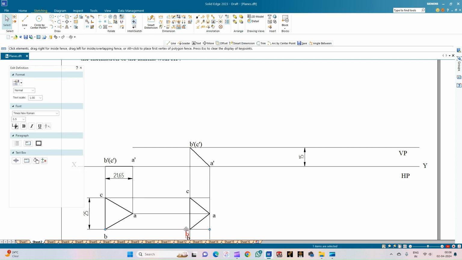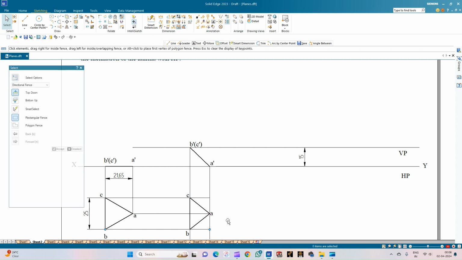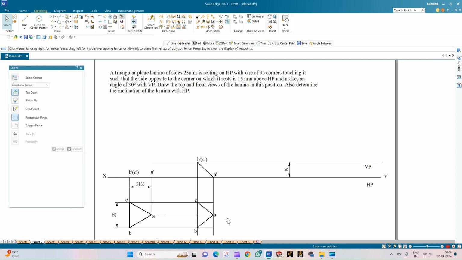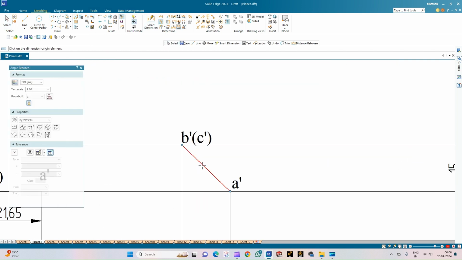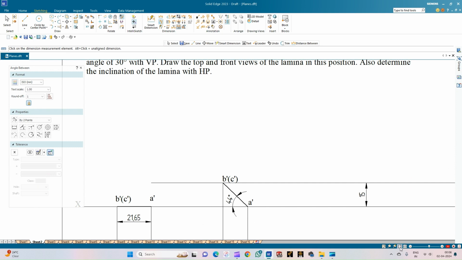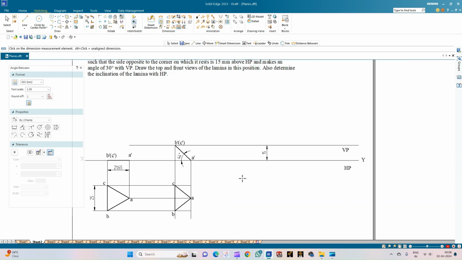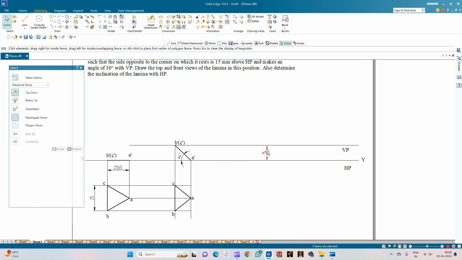So this is the distorted view of the triangular plane when one of its edges opposite the corner on which it is resting is at a height of 15 mm from the HP. So this is the second position. So measuring the angle between this surface of the lamina and the XY line will give us the value of theta, which is 44 degrees. This is the inclination with respect to the HP. So this distance, I can just show it here.